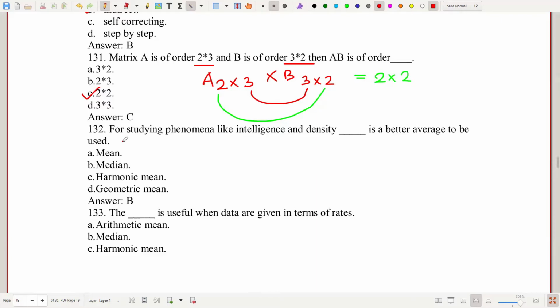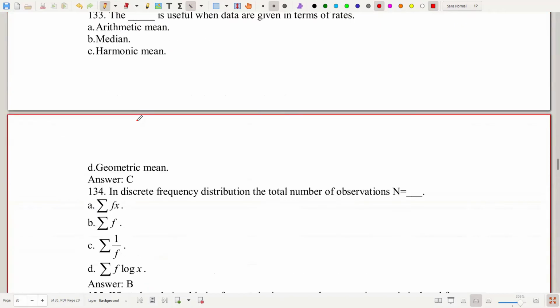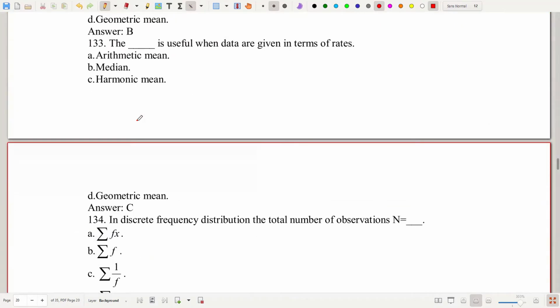Question number 132. For studying phenomena like intelligence and density, dash is a better average to be used. And here the answer is the median. That means for studying phenomena like intelligence and density, median is a better average to be used. The dash is useful when data are given in terms of rates. And the answer is the harmonic mean. The harmonic mean is useful when data are given in terms of rates.